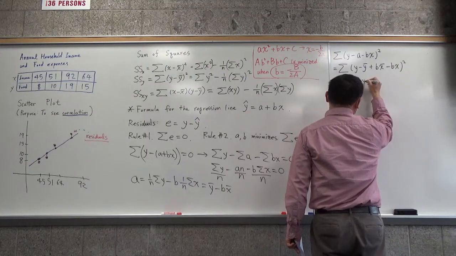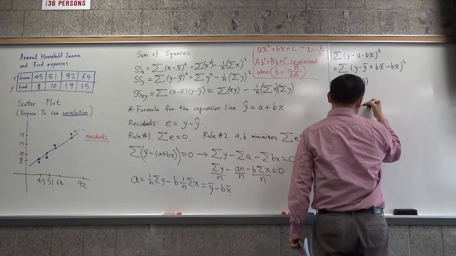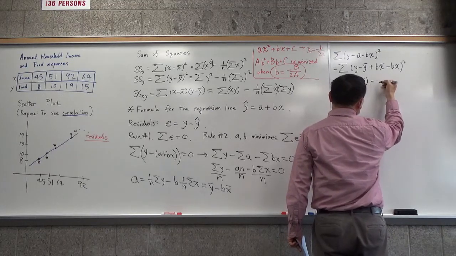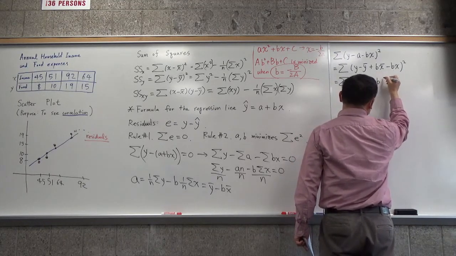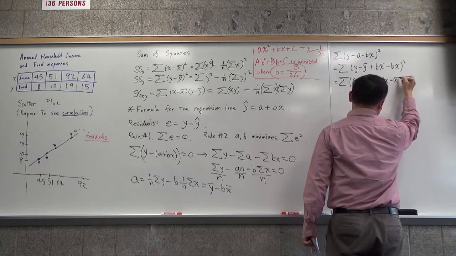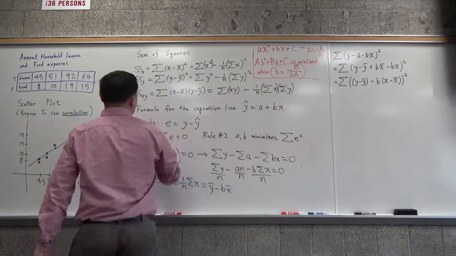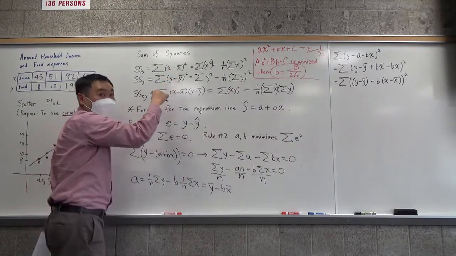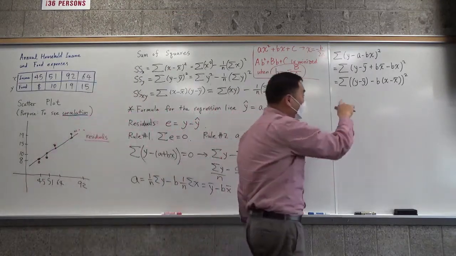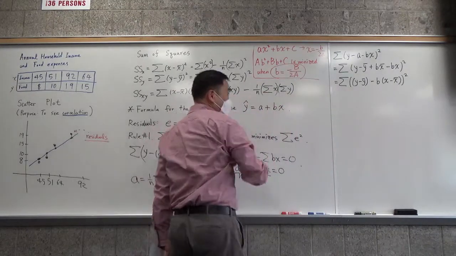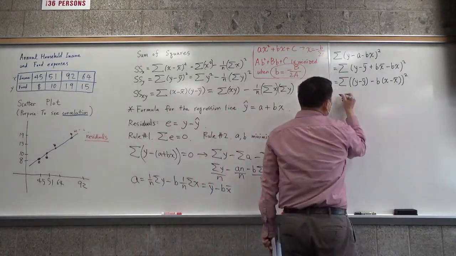I like y minus y bar, and I can also factor a b and rewrite this as x minus x bar. Now, why do I like that? Well, that's because I like these. Okay? So these will come up. If I write it like that, then I can make these appear.